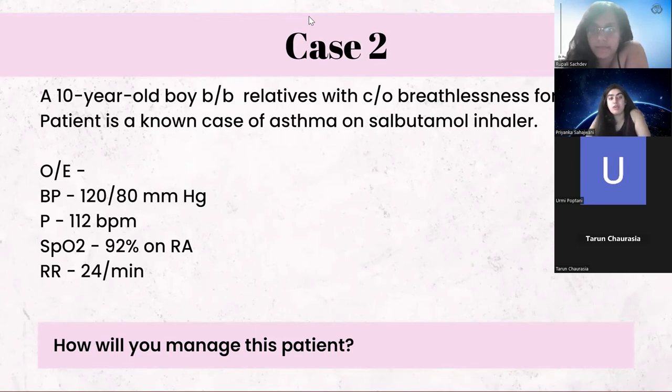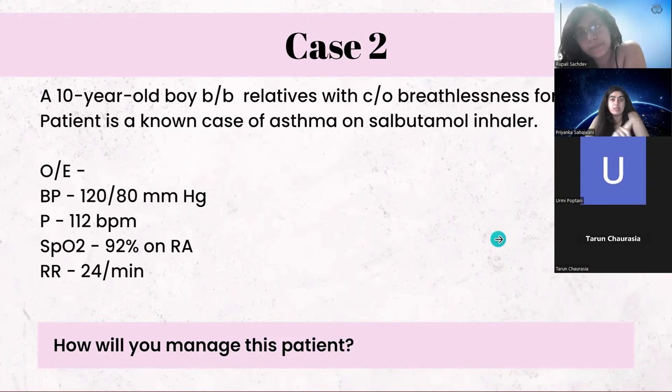So you're seeing your SpO2 is greater than 92, your respiratory rate is less than 30, and your pulse is less than 120. So what category patient will this become? How will you classify this patient? Mild. So what do we give for mild patients? Okay. Good. So prednisone we can give.